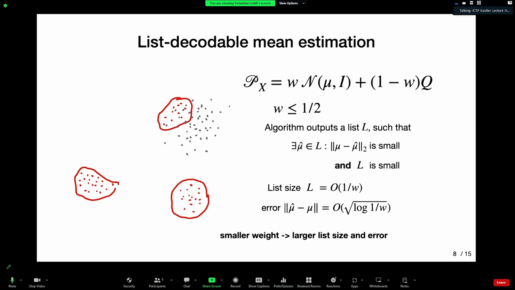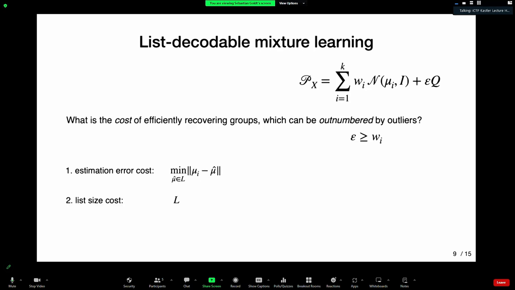In general, what is important is that smaller weight leads to a larger list size and larger error, which makes sense. If you have a smaller signal in your data, then you'll need a larger list to capture this small inlier component. Okay? So the question we're asking is, in our setting with mixtures, what is the cost of efficiently recovering all these groups, which can be outnumbered by outliers? By outnumbered, I explicitly mean that epsilon can be larger than the weight of the component. Because when epsilon is very small, it's already covered, and you can do it with exactly k estimates, but when epsilon is large, you need more.